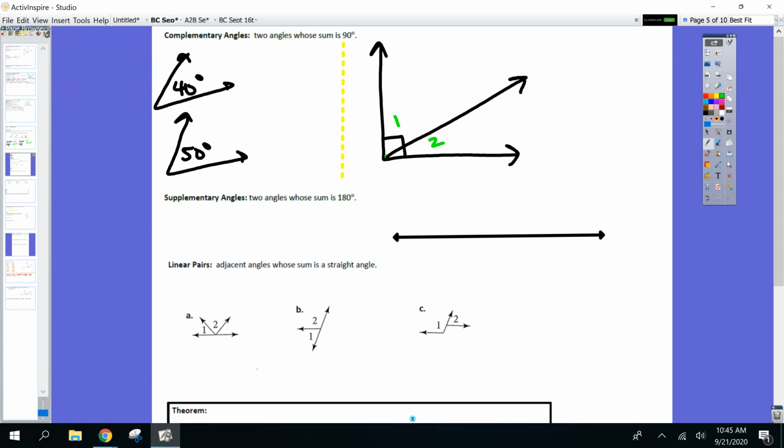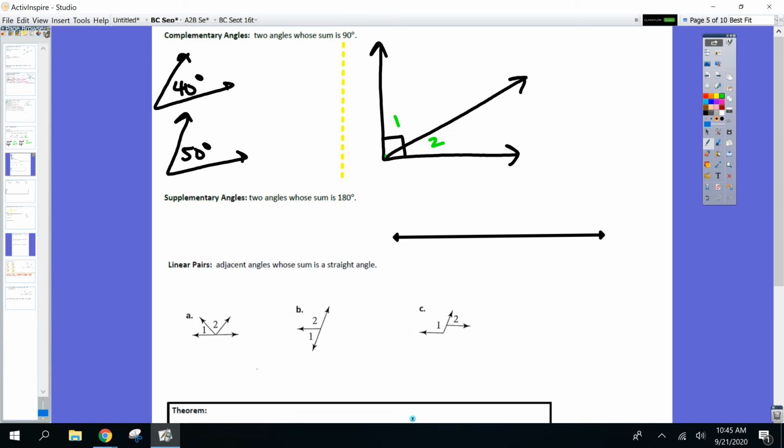Oh, forgot something really important. Complementary is for 2 angles only. That's it. If you have 3 angles that add up to 90, anybody know what we call that? 3 angles that add to 90. Okay? Complementary is reserved for 2 angles only. Everyone good at home?